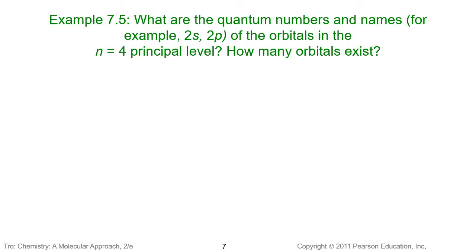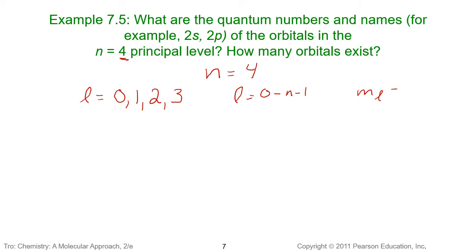So let's look at an example. Let's describe the orbitals in the 4th energy level and decide how many orbitals exist. When n equals 4, we're in the 4th energy level, so the 4th row of the periodic table. Our angular momentum value can be anywhere from 0 to n-1. So it can be 0, 1, 2, or 3. So from 0 to n-1 are the possible values for L. Our m sub L, the magnetic quantum number, can be from -L, including 0, to +L.